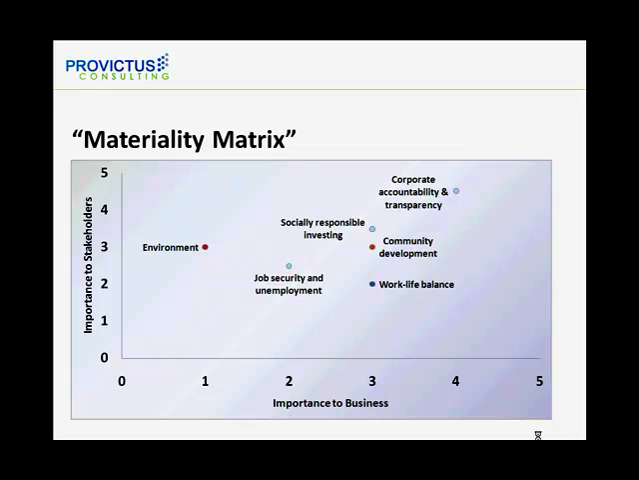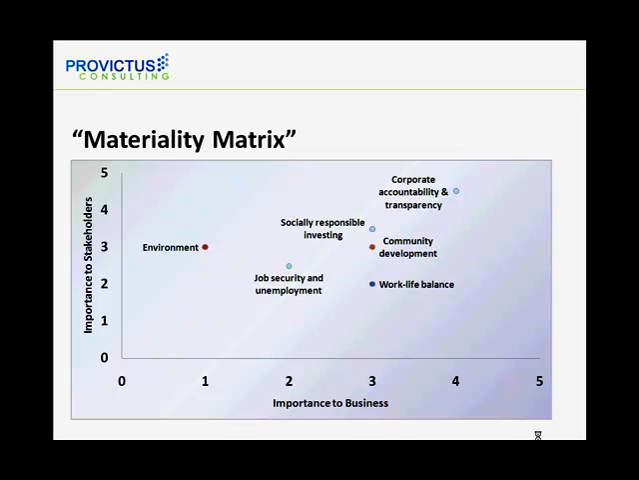Now, going on to the next slide, you can see on your screen right now a graphic that is sometimes used to visually convey the overall importance of a particular social responsibility issue. This materiality matrix shows for each issue the importance to stakeholders on the up-down vertical axis and importance to the business on the left-right horizontal axis.